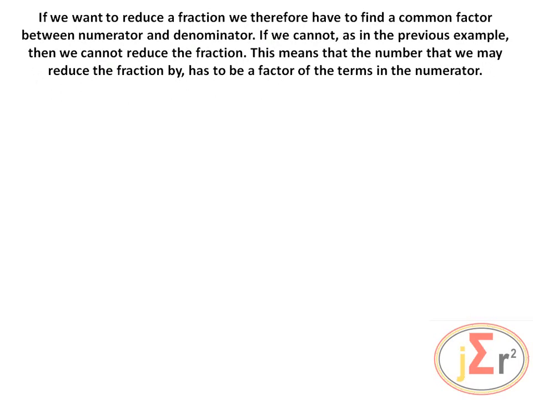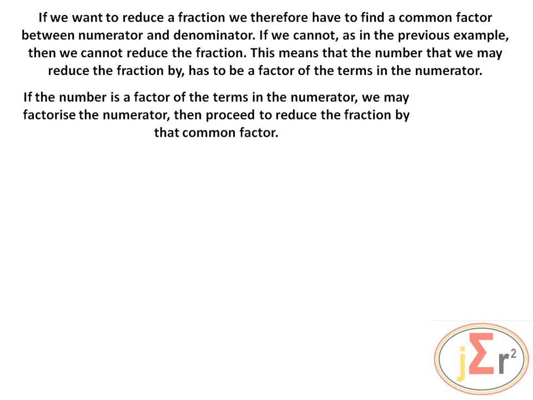This means that the number that we may reduce the fraction by has to be a factor of the terms in the numerator. And we will see what that means in a few seconds. If the number is a factor of the terms in the numerator, we may factorize the numerator, then proceed to reduce the fraction by that common factor. There we have the fraction to be reduced.